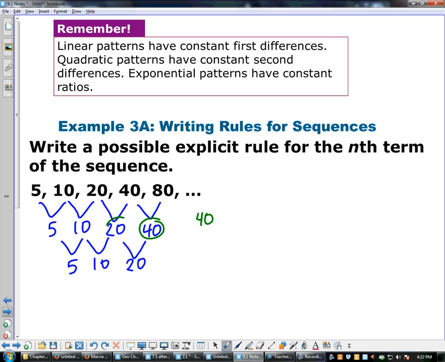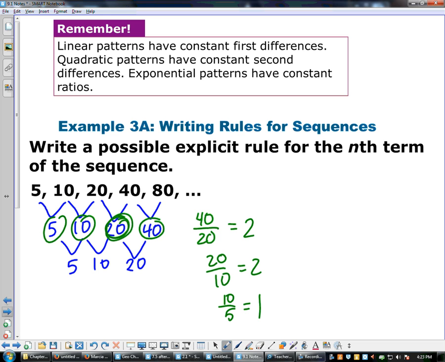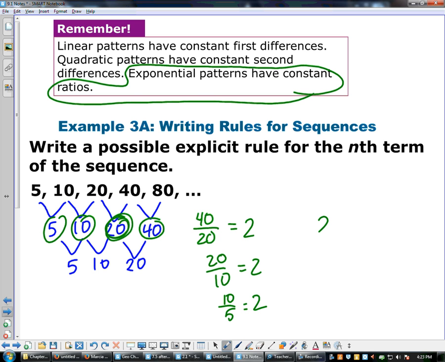So if I take the 40 and I divide by the 20, I get 2. Same thing if I take the 20 and I divide by 10, I will also get 2, and the 10 divided by 5 is equal to 2. So what we notice is that we have a constant ratio of 2 for each one of these, and since we have a constant ratio, that must be an exponential pattern. So if it's an exponential pattern, then we're going to be able to find this by saying, in this case, that ratio is going to be 2 raised to some power, so 2 raised to the n, for example. And then if it's 2 raised to the n, if it's 2 raised to the first, that's equal to 2.